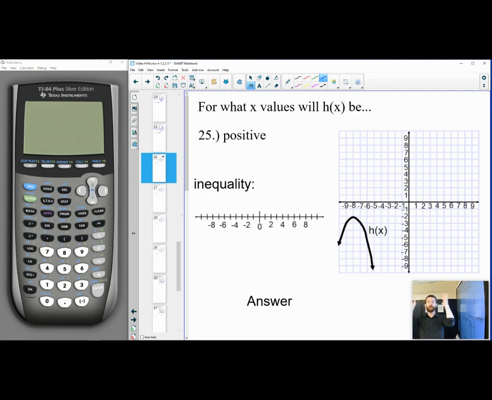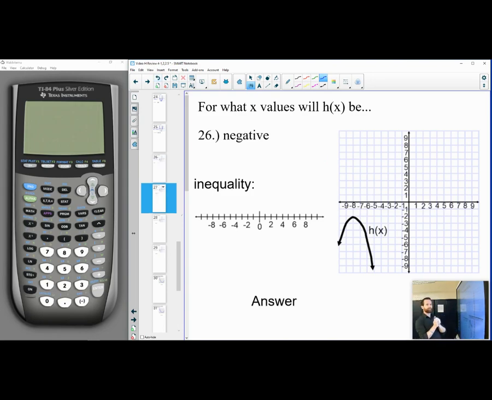So still thinking above the x-axis because that's what positive means. And I don't see any part of the graph that's above the x-axis. So, I mean, this is kind of awkward, but for what x values will h of x be positive? None. There's no x values. And so we don't even shade anything. That's it. We're done. Yeah, none. And there's no shading at all because there's no x values that fulfill these requirements.